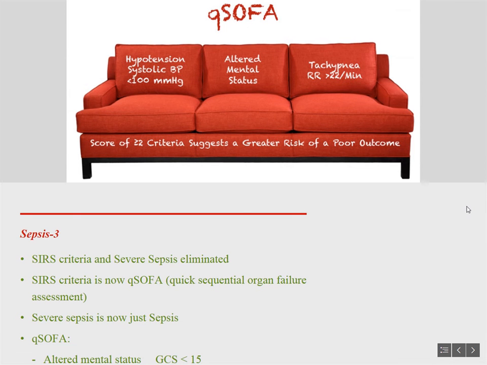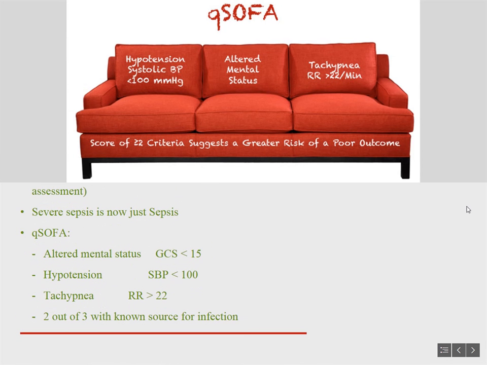SIRS criteria is now called the Q-SOFA scale, okay? So basically what that is a patient with a known source of infection that has 2 out of 3 of this criteria. So they narrowed it down to only 3 criteria now. It's altered mental status, hypotension, or tachypnea. If they have 2 of 3 of those with a known source of infection, we say they're at risk for going down the sepsis road and we need to get them treated quickly. Okay, so they've kind of simplified this whole thing.